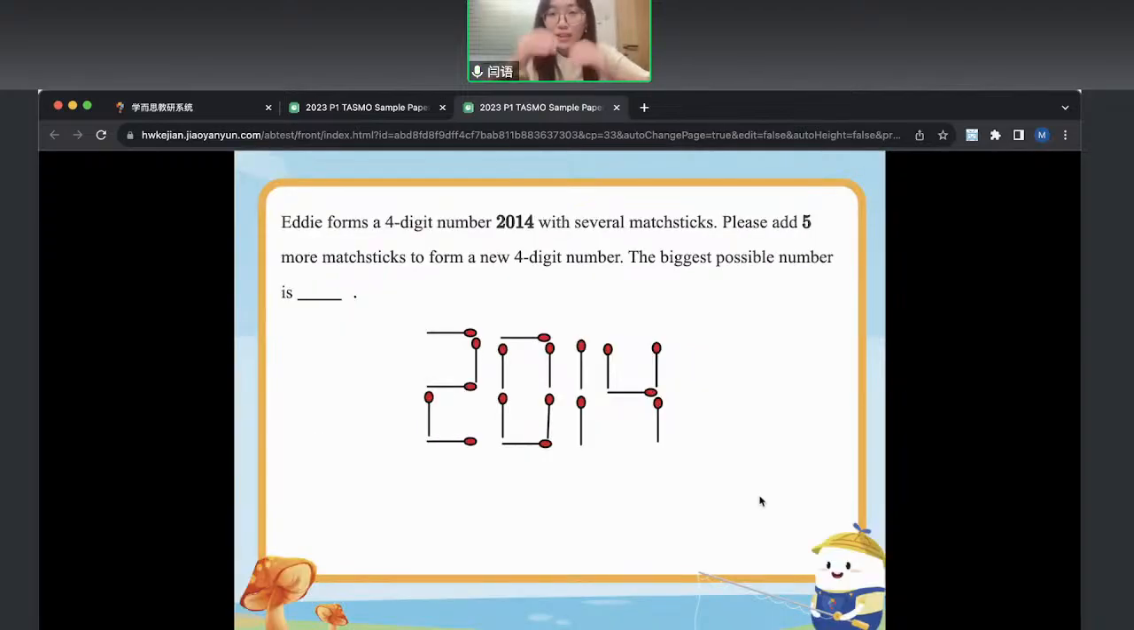Okay, the last one. I see some parents ask about the last one. Okay, so here I want to clarify more about the matchstick problems. Here, Eddie forms a 4-digit number 2014 with several matchsticks. Please add 5 more matchsticks to form a new 4-digit number. The biggest possible number is. Okay, so what about your answer, everyone? The biggest possible number is, what is it? Okay, let me check your answer.